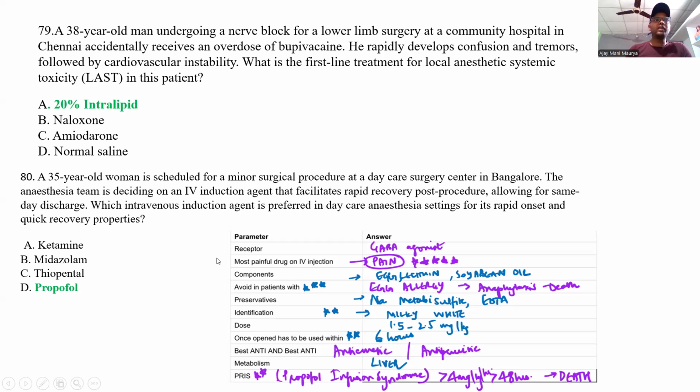Also, there is, guys, a 35-year-old woman scheduled for a minor surgical procedure at a daycare surgery center in Bangalore. The anesthesia team is deciding on an IV induction that facilitates rapid recovery post procedure, for same day discharge. For daycare surgery and quick recovery, you have to give propofol. Please remember, guys, propofol is contraindicated in egg allergy patients. Propofol has a milk-like appearance. Okay, now please remember this one.